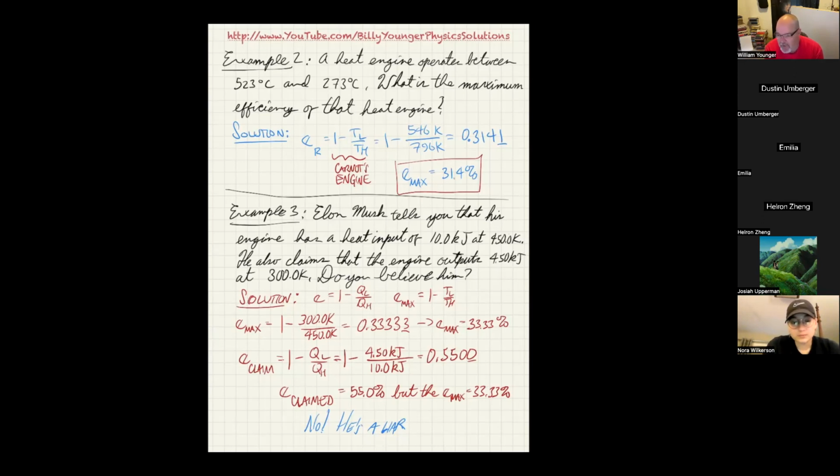A reversible process, when done in reverse, retraces the same path on the PV diagram. So that's one of them.